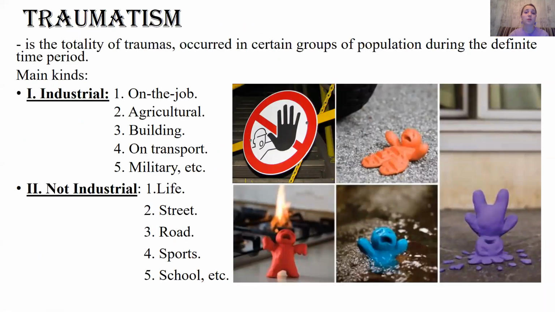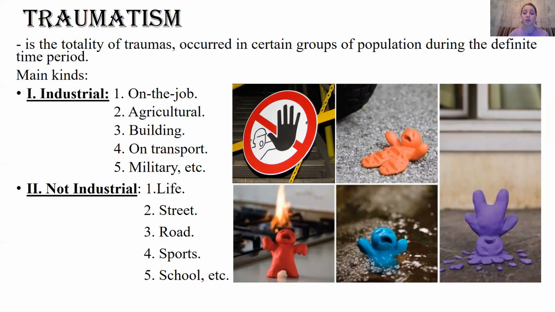So let's talk about traumatism. What does traumatism mean? It is the totality of traumas occurring in certain groups of the population during a definite time period. Main kinds: industrial or non-industrial. In industrial, we can distinguish on the job, agriculture, cultural, building, transport, military, etc. Non-industrial is trauma in daily life, in the street, road, sport, school, and others.